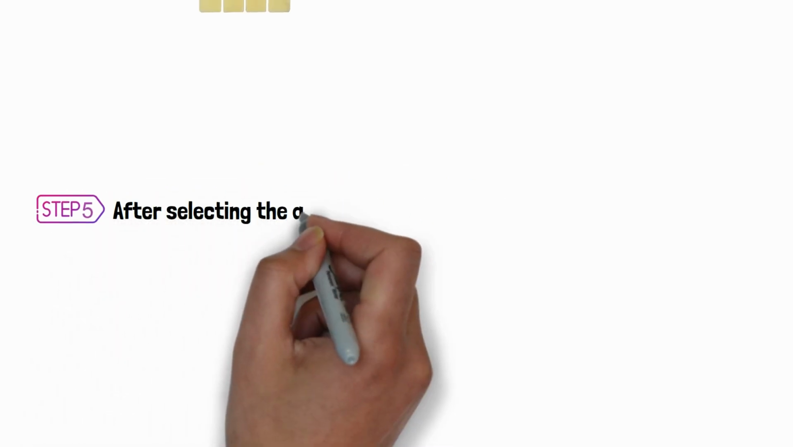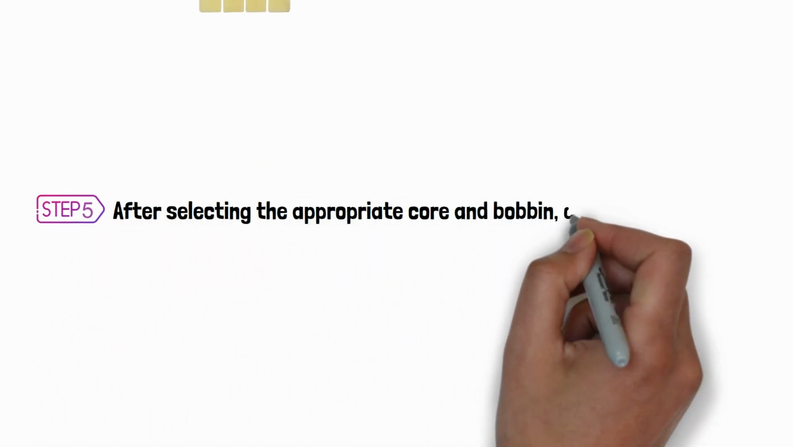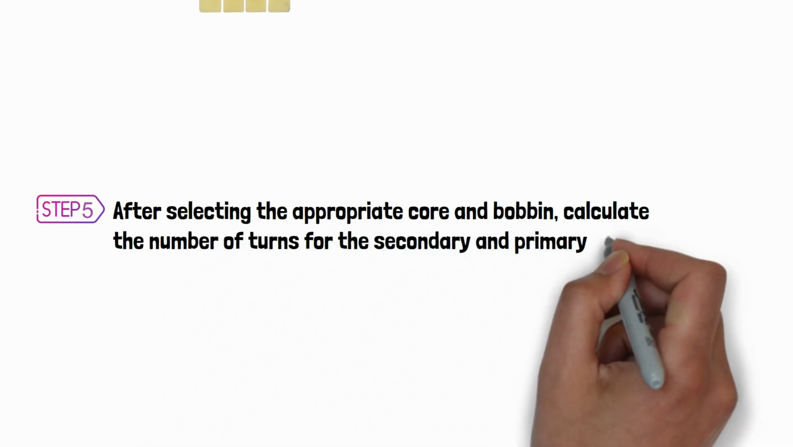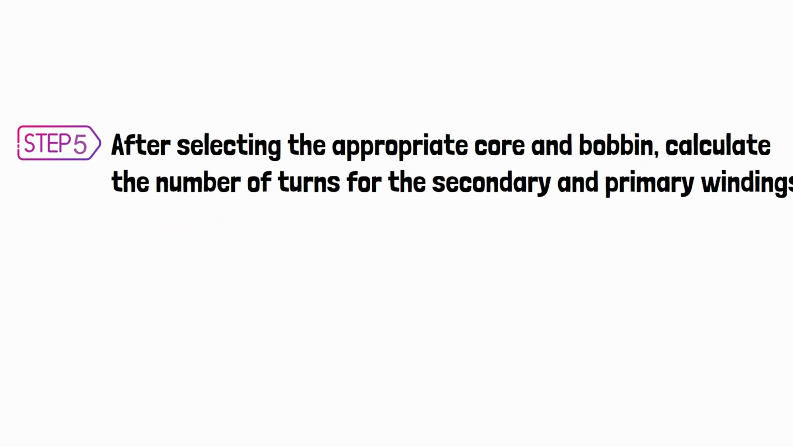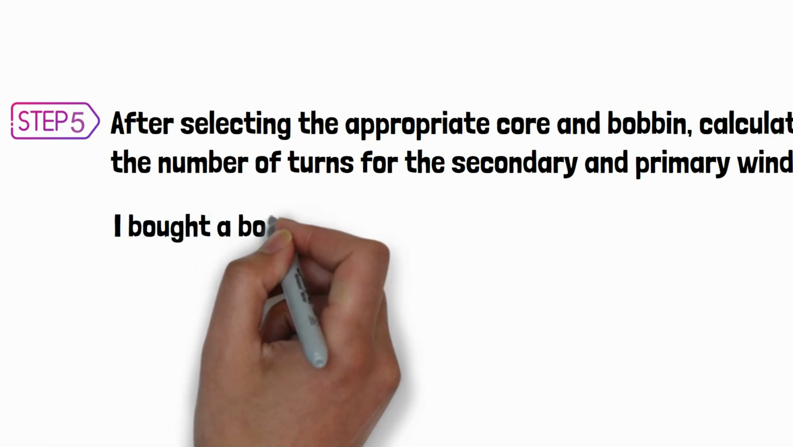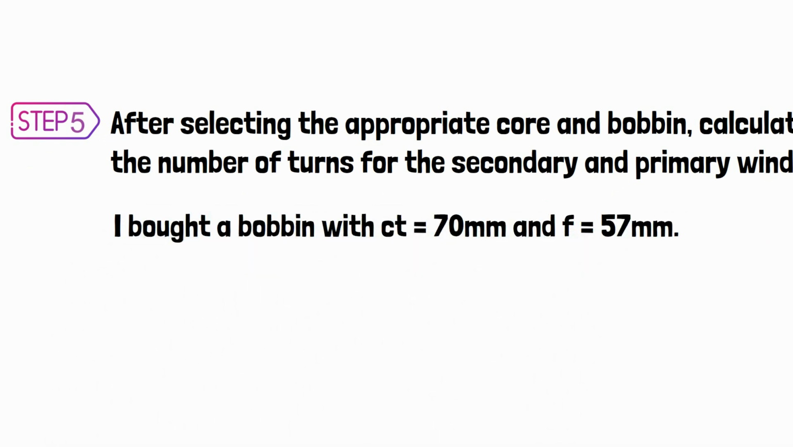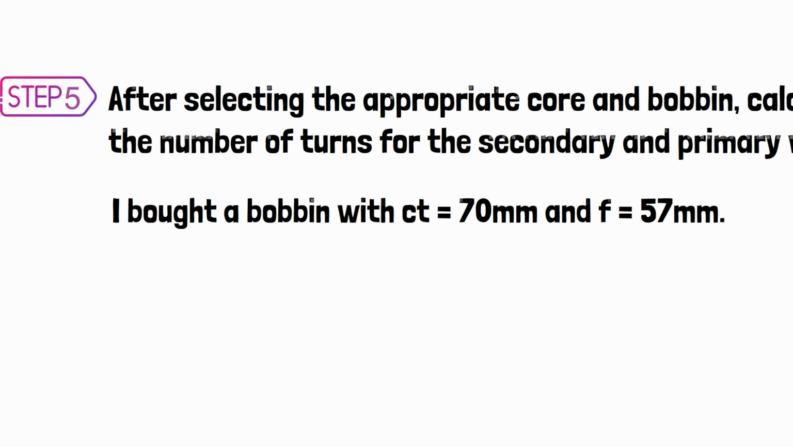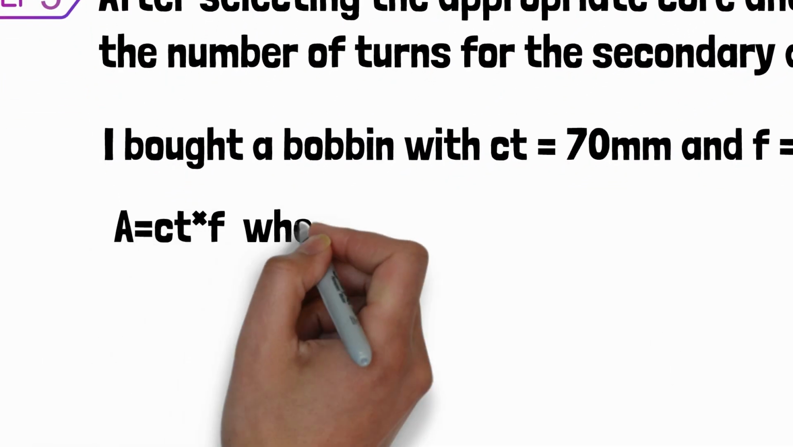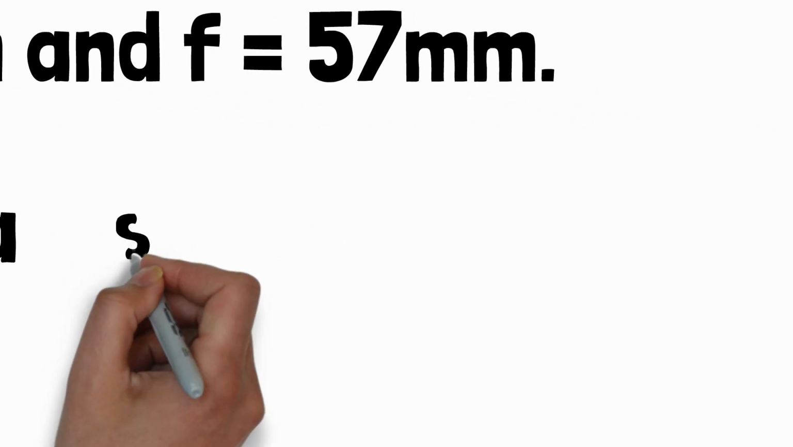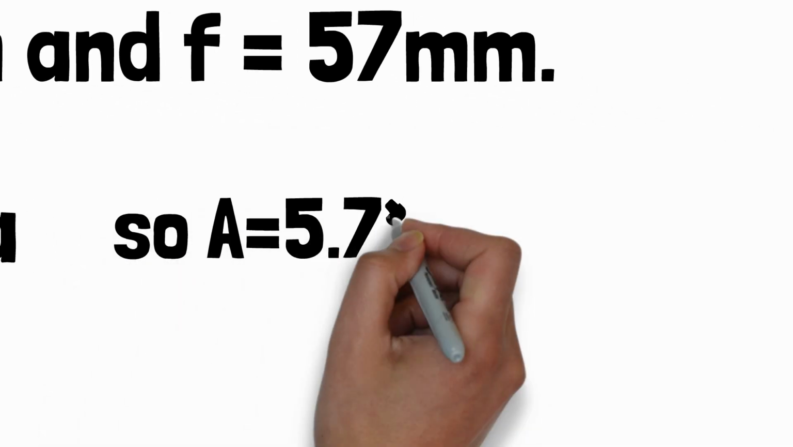Step 5. After selecting the proper core and bobbin, this time we can calculate the turns of the secondary and primary windings. My bobbin height is 70 mm, and the length of my bobbin is 57 mm. Now we can calculate the area of the bobbin. So my bobbin area is 40 cm.